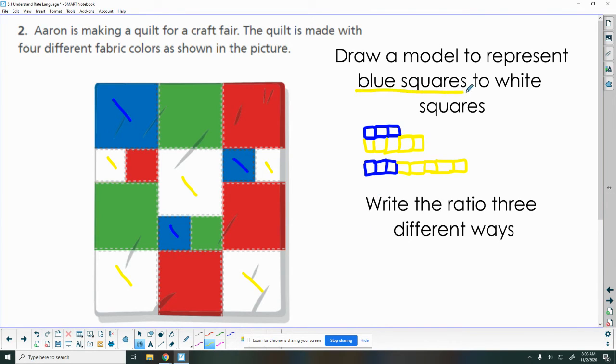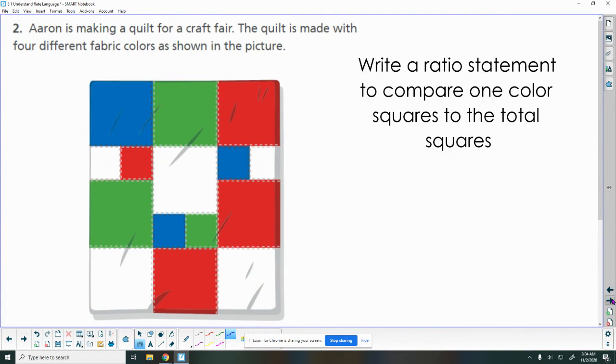So notice blue should come first compared to white. See if you can write that ratio 3 different ways. I know 3 blue, 5 white: 3 blue to 5 white, or 3 to 5. And now when I'm counting the total of blue and white, I have 3 plus 5 equals 8. So there are 8 squares that are blue or white, 3 to 5 squares here.